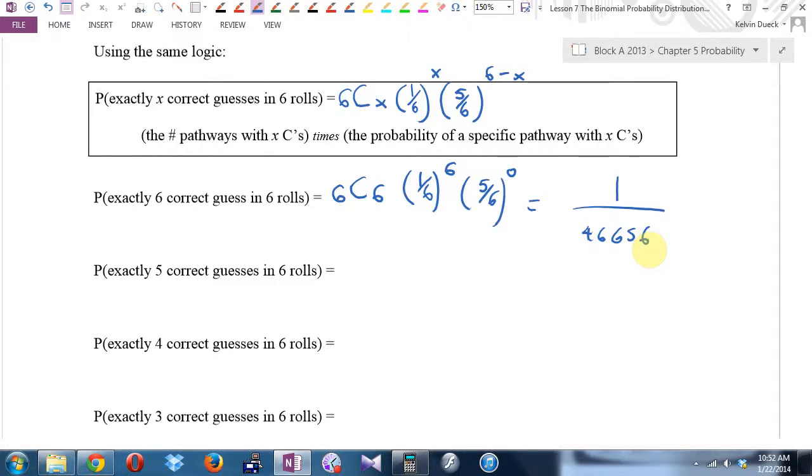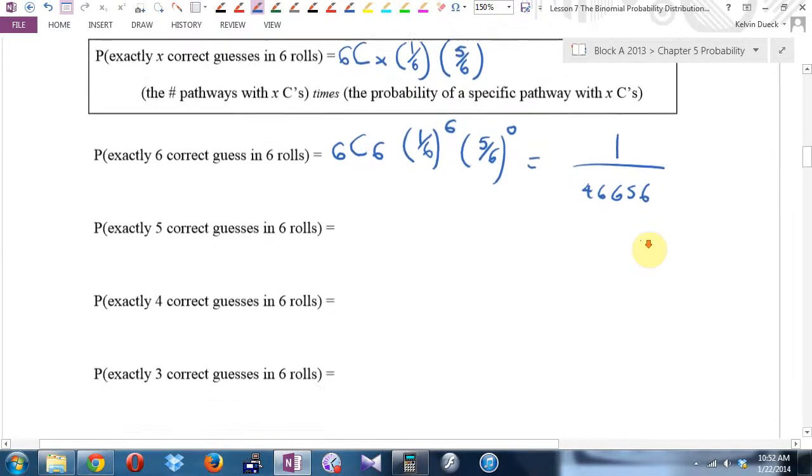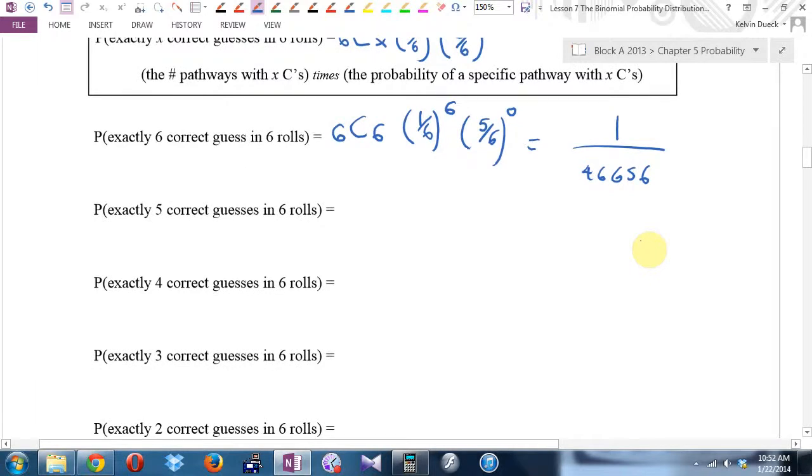Okay. Let's skip 5 correct. Let's do 4 correct. So what's the probability of getting exactly 4 correct? How many rolls are we doing grand total? So it's going to be 6. Choose how many correct do we want? What's the odds of getting it correct on any one guess? What's the probability of getting it correct any time? How many correct do we want? 4. What's the probability of getting it wrong? How many wrongs do we want if we want four correct? Two. Yep.